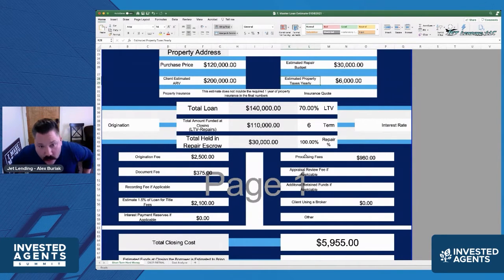One of the things you really want to pay attention to when you are trying to fund multiple deals is how much cash reserves you have.